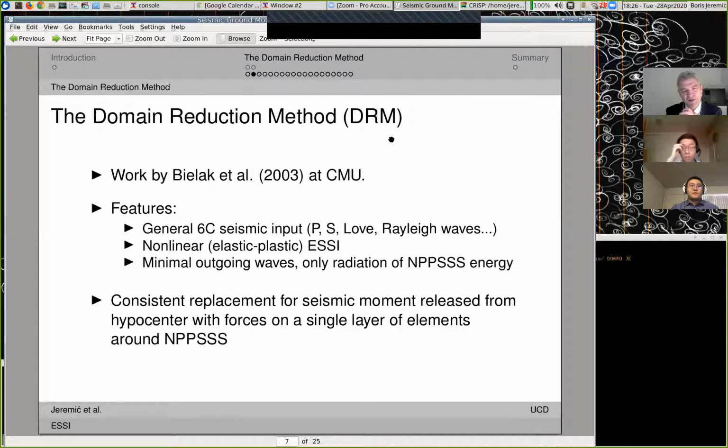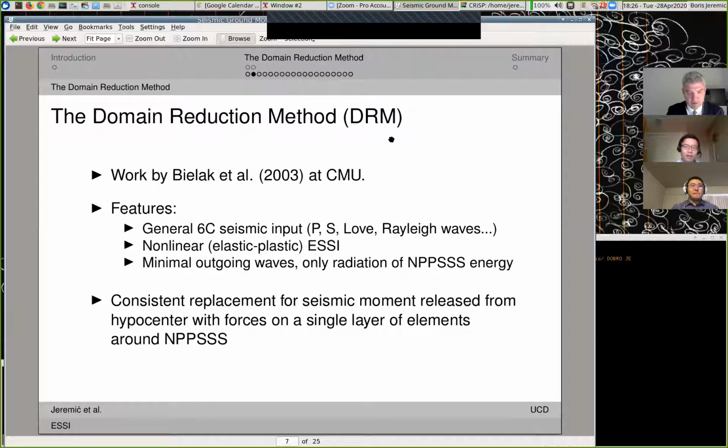It took 2 years to publish because this method essentially makes all the other methods obsolete. And we'll go through details of this method in a second, but I just want to say that the method essentially covers general 6-component input, so you can have all 3 translations and all 3 rotations, whichever way you want. I mean, rotations are obtained essentially by having variable translations at locations. You can have a nonlinear response inside the boundary, the so-called boundary gamma, and outgoing waves are minimal. So the method actually very elegantly solves the radiation problem.